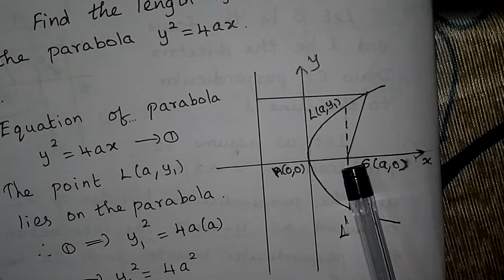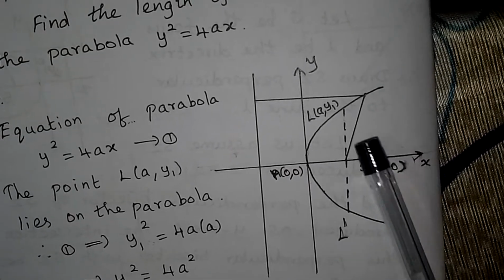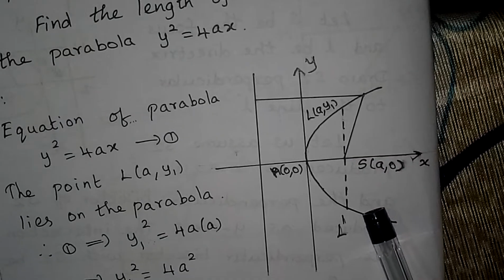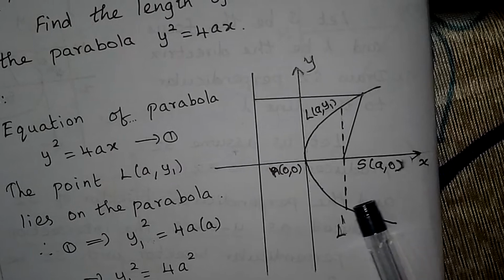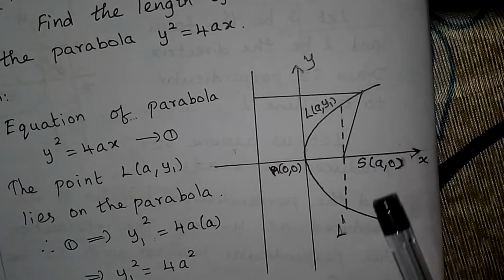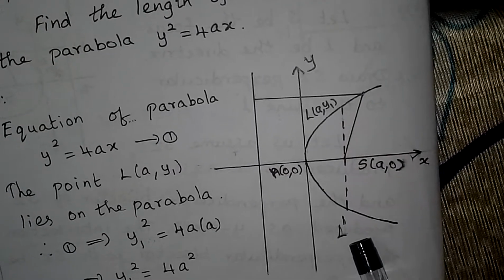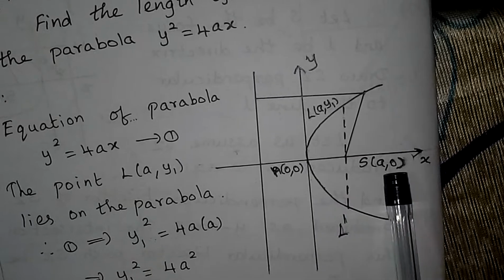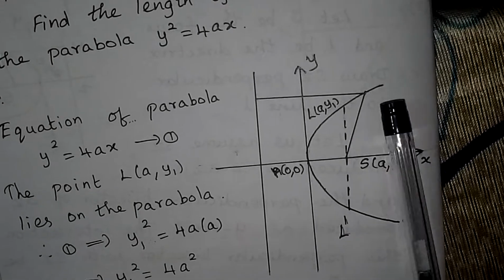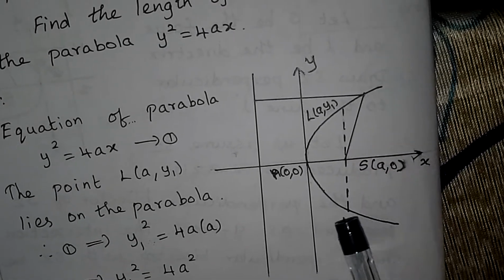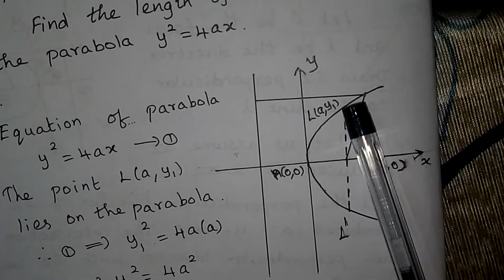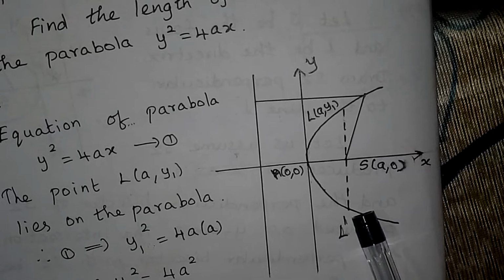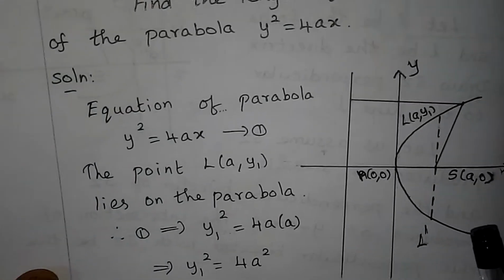Latus rectum means the line that is perpendicular through the focus. So this is our latus rectum, and we have to find its length. I am taking the end points of this latus rectum: this is L and this is L dash. Here the x value is a. The y value we don't know, so we take it as y1. The same value we'll have down also: the same x value a, and the y value, if it is positive here, will be negative there. Only that will change.